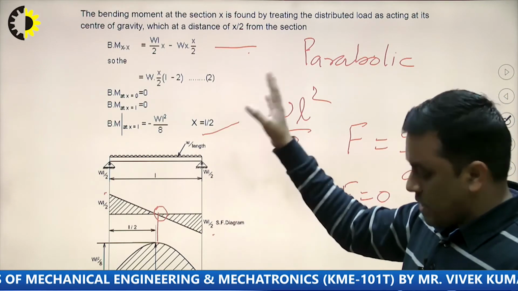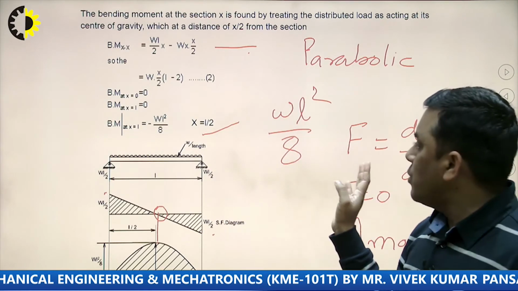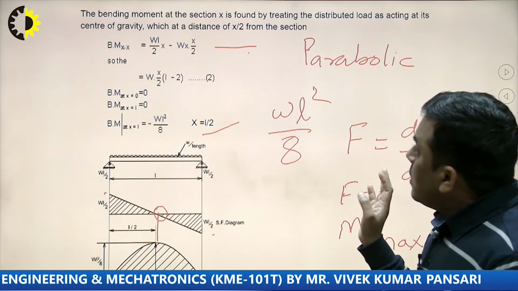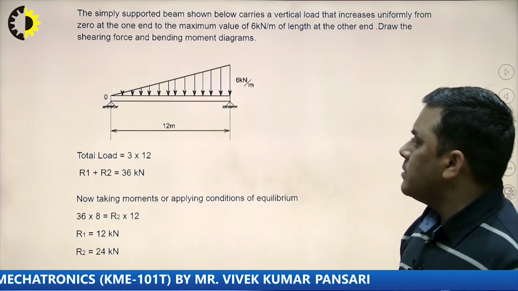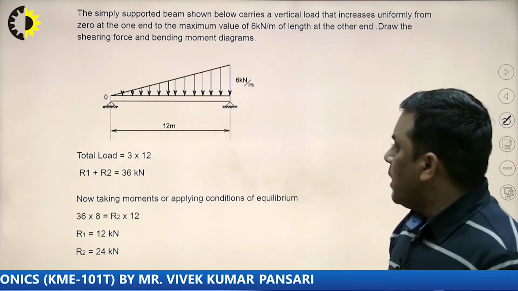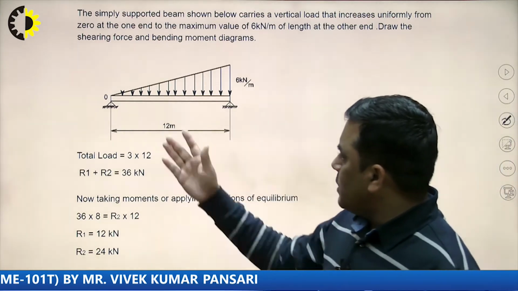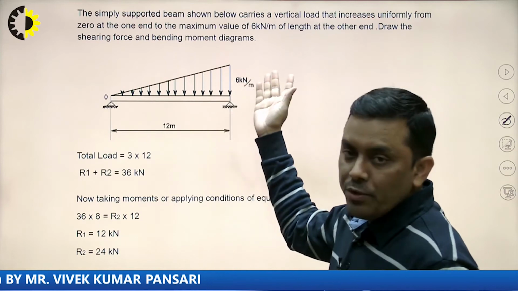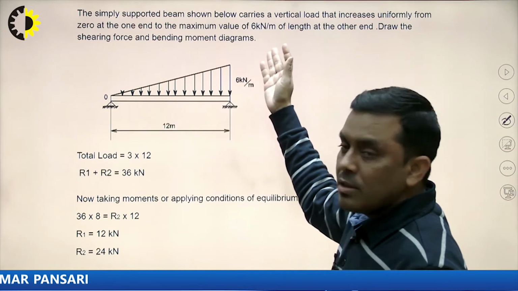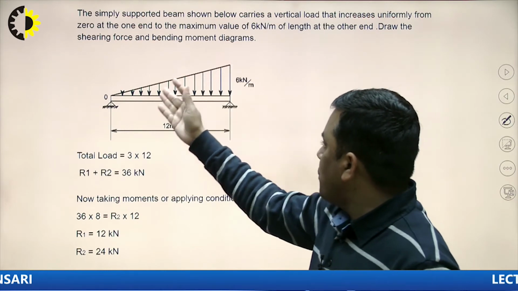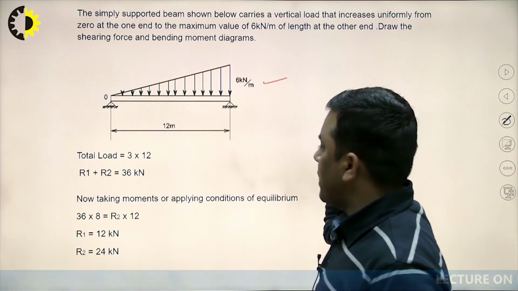So, I hope this easiest type of problem was clear. Now, we are moving to some more complication. Here, what are we observing? In this problem there is a UVL, uniformly varying load. The load is increasing with uniform slope, varying from 0 to 6 kilonewton per meter.